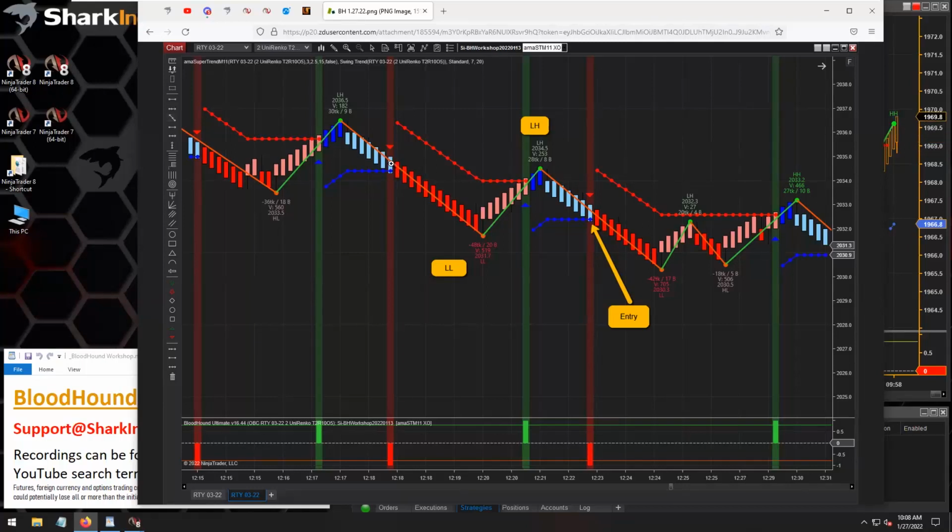But this short signal would not be valid because we need a lower low first and then a lower high second. So again, this long signal should be filtered out, this short signal should be filtered out, and this long signal should be filtered out, because it occurred before the higher high. So we're going to use the swing trend indicator as a market direction filter to filter out all of these crossover signals, and just leave the crossover signals that line up with the swing trend market direction.